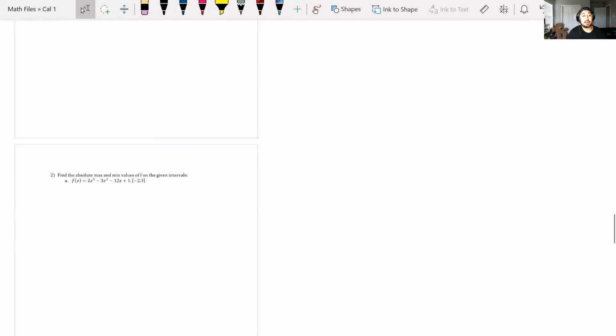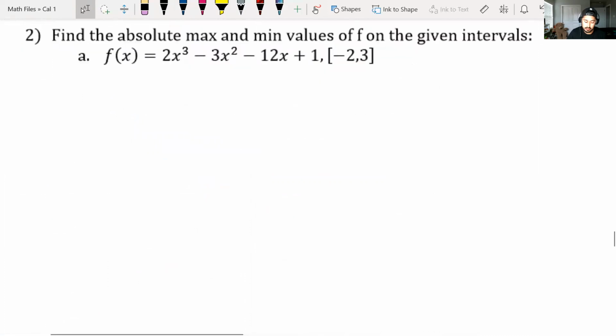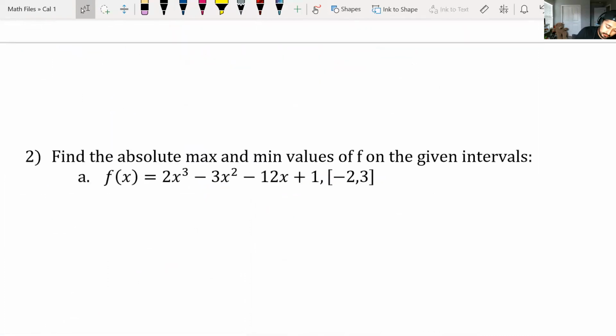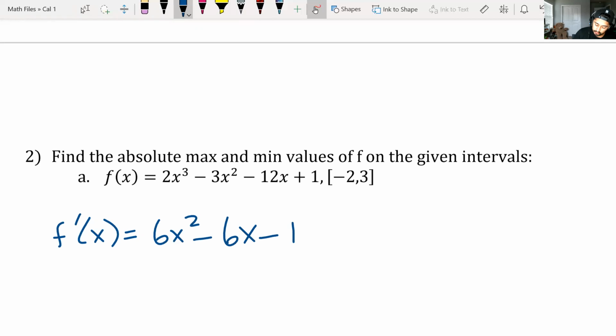Okay. Now we're back to finding absolute maximums and minimums. So not much changes, same process. All we have to do now is test our endpoints and our critical numbers. So here we go again. First thing, find critical numbers. So take the derivative, 6x squared minus 6x minus 12. Take your derivative, set it equal to 0.